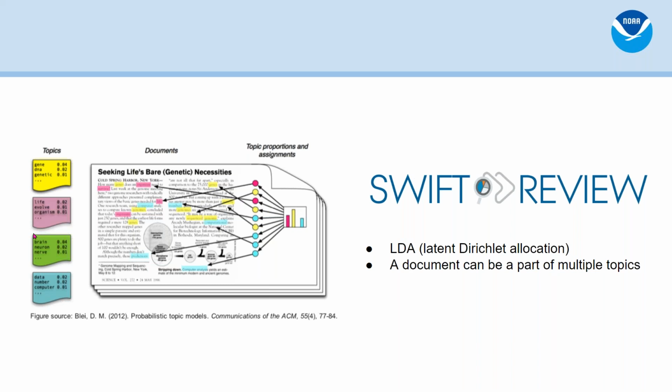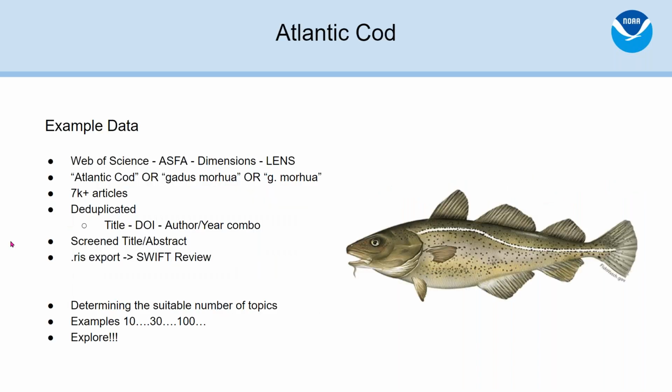All right, so we're going to be taking a look at a few different examples today, and again, all of these are just sample data. Some of them do come from projects we've worked on in the past. The first one we'll be looking at today is just Atlantic cod. We're going to take a look at results from 4 different databases: Web of Science, ASFA, which is Aquatic Sciences Fisheries Abstracts, Dimensions, and Lens.